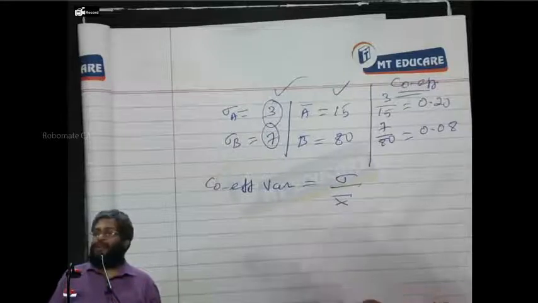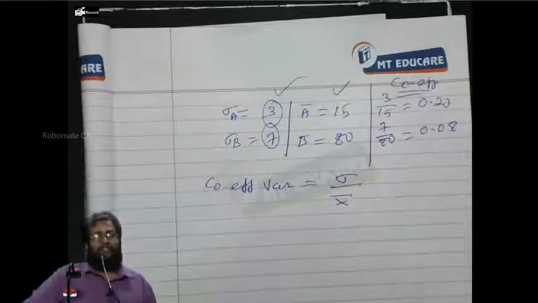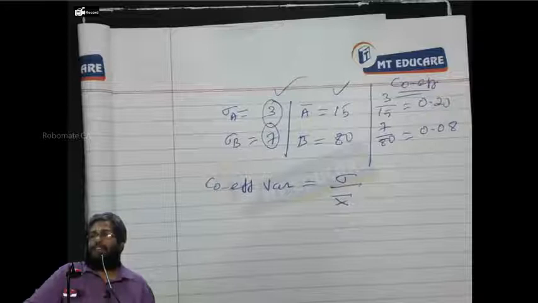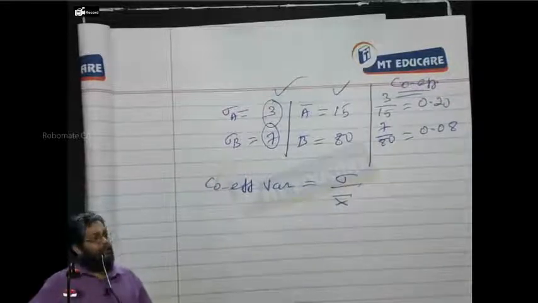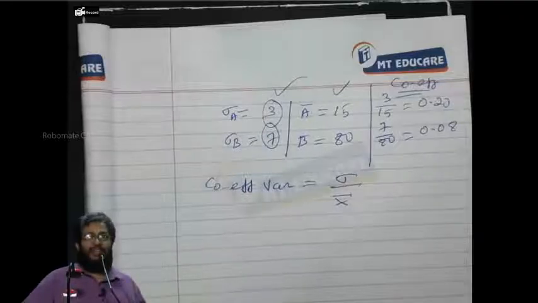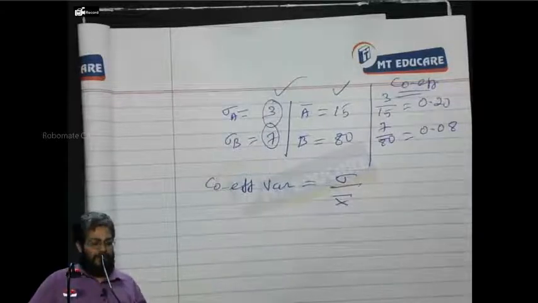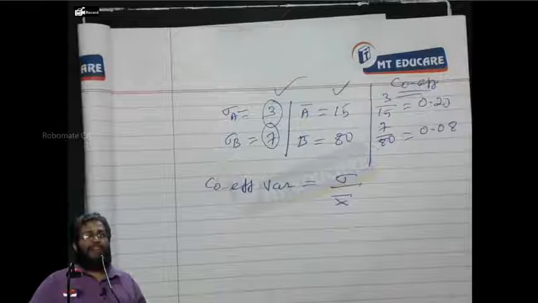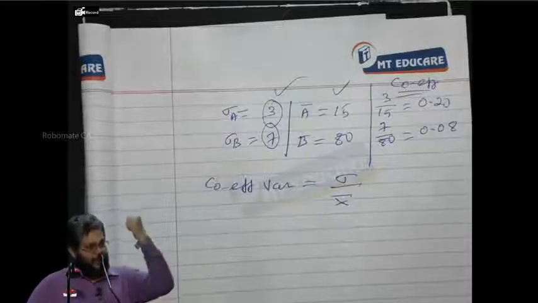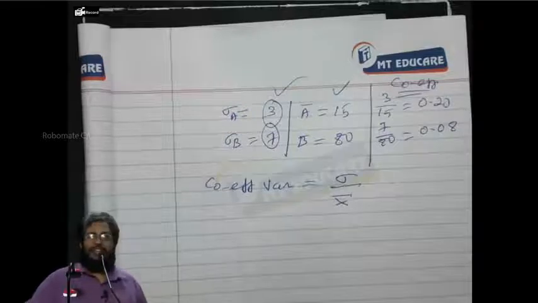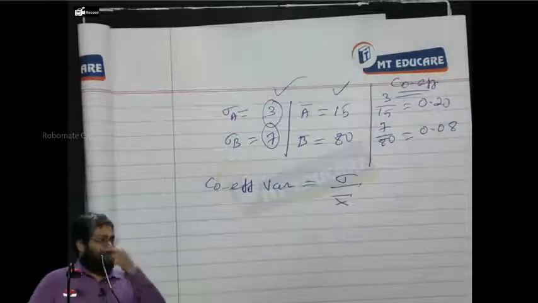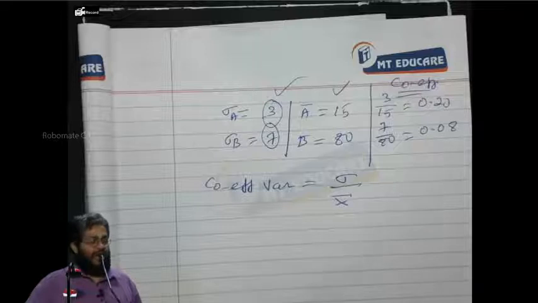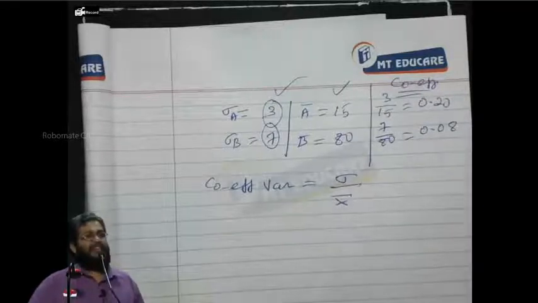Sorry, last point. Point number 5. Coefficient of variation is a relative measure. Coefficient of variation is equal to, don't write COV, because COV becomes covariance, an altogether different concept. Coefficient of variation is equal to sigma by x bar. That means standard deviation divided by mean.